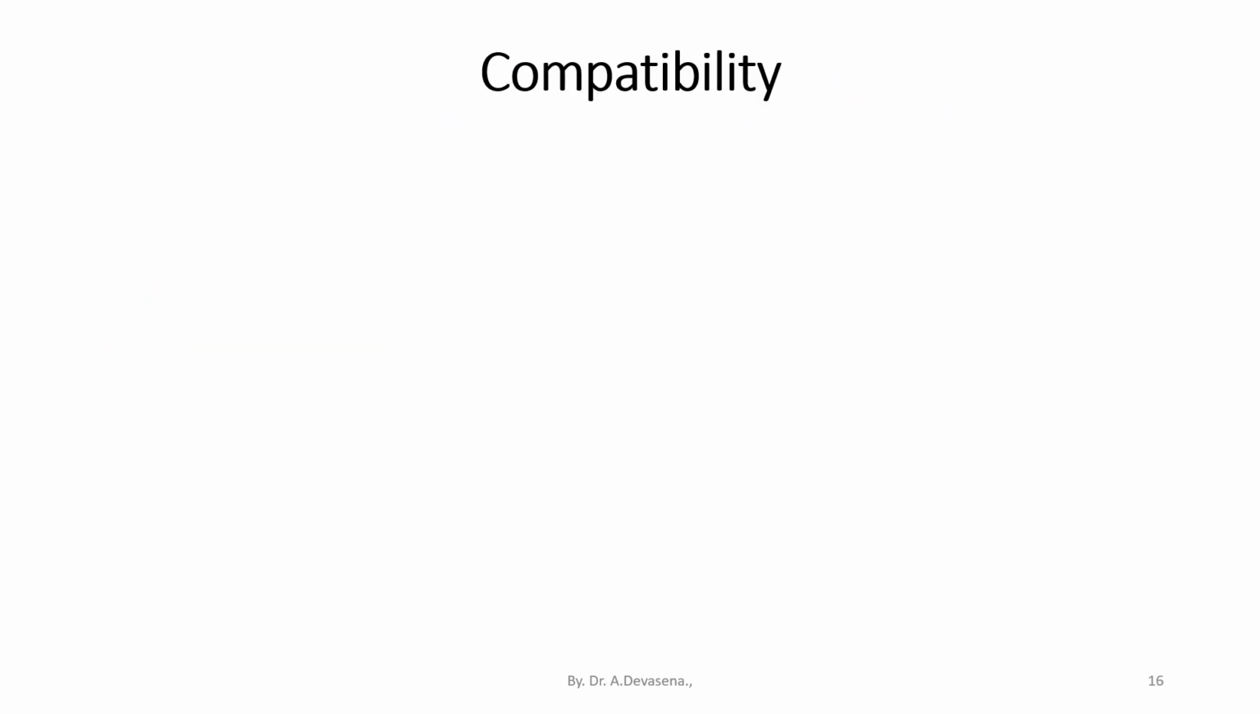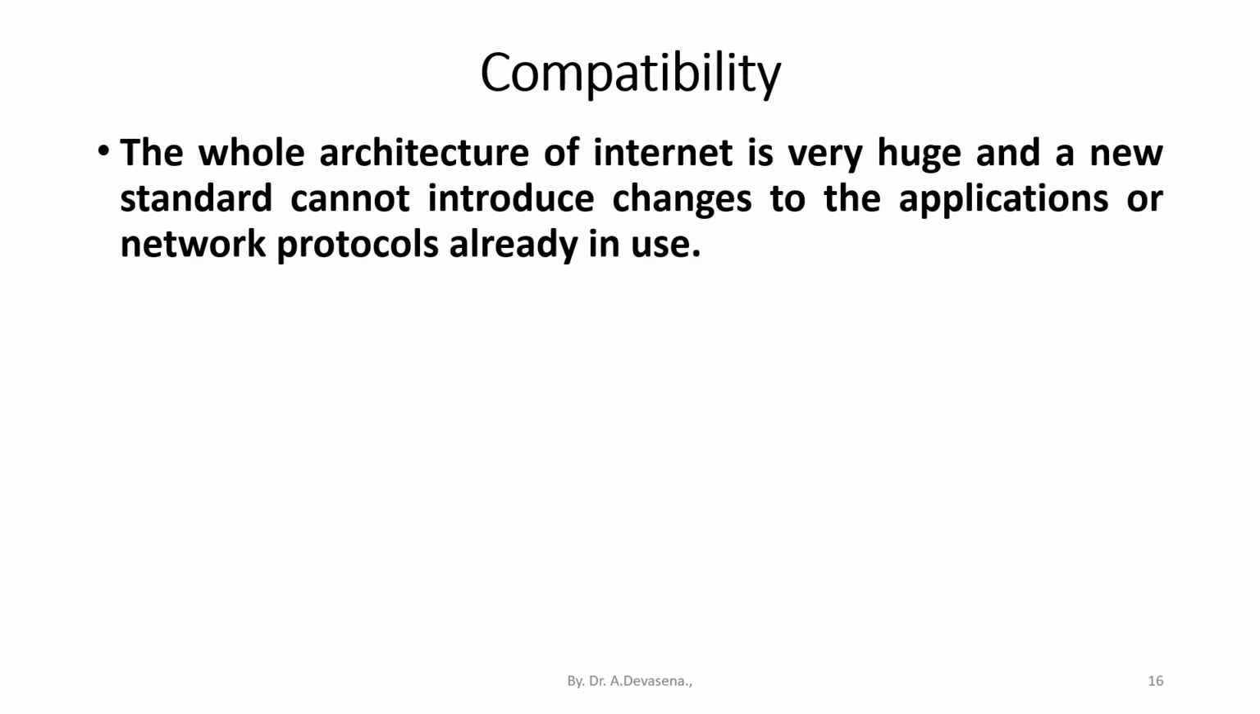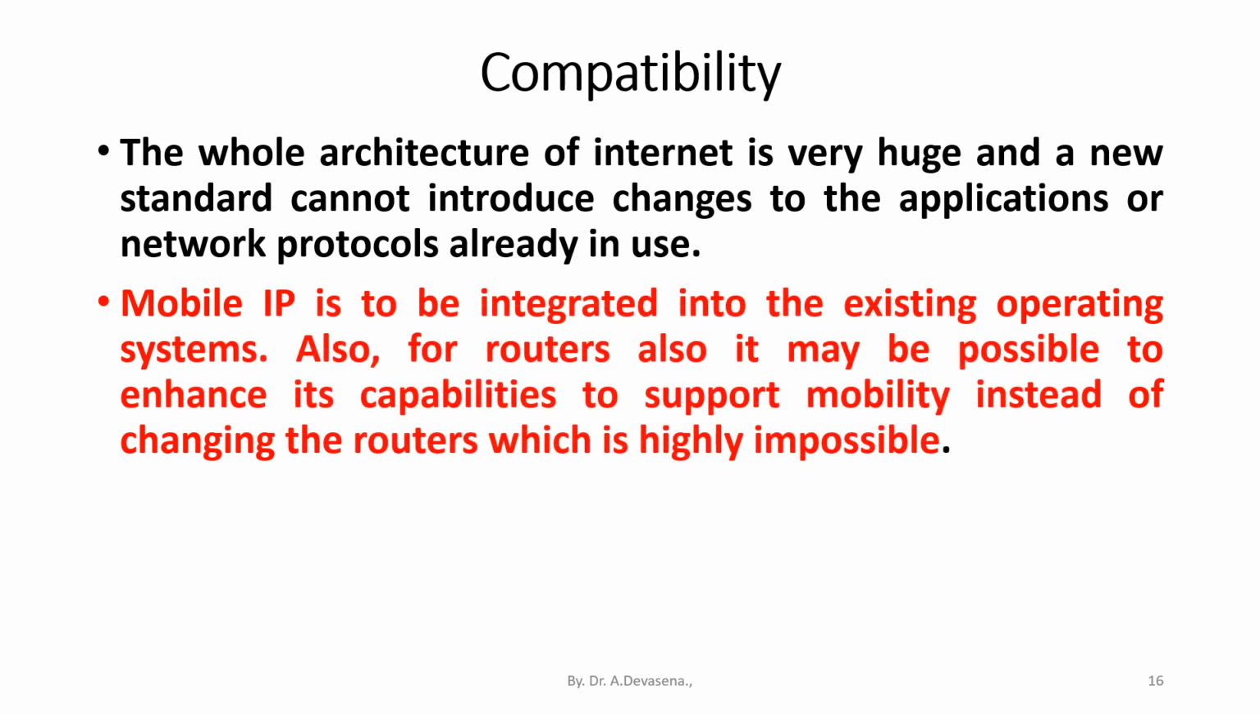Compatibility. The whole architecture of the internet is very huge and a new standard cannot introduce changes to the applications or network protocols already in use. Mobile IP is to be integrated into the existing operating systems. Also, for routers, it may be possible to enhance their capabilities to support mobility instead of changing the routers, which is highly impossible.